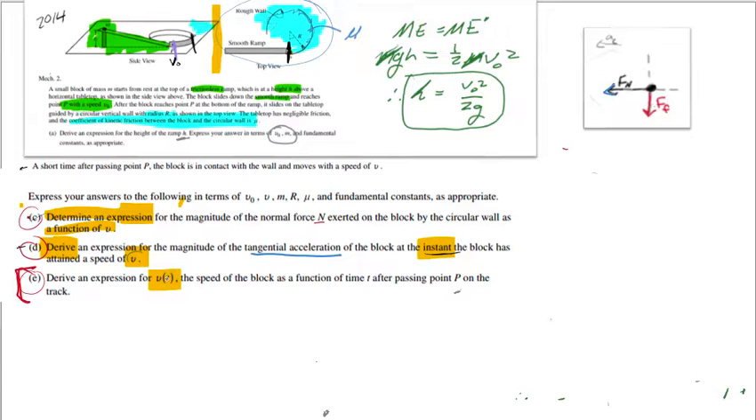Derive an expression for speed as a function of time. The speed of the block, they say it, is a function of time after passing point P on the track. Well, at point P, let's say that's when you set your timer to 0. T equals 0, right? And then you're going to follow it around until who knows when, some other time, and that's going to be T. So right here, when time is 0, it's coming into that ramp at v naught. That's the speed. And then over here, it's going to be v equals v whenever you stop looking at it. That's like your initial and your final.